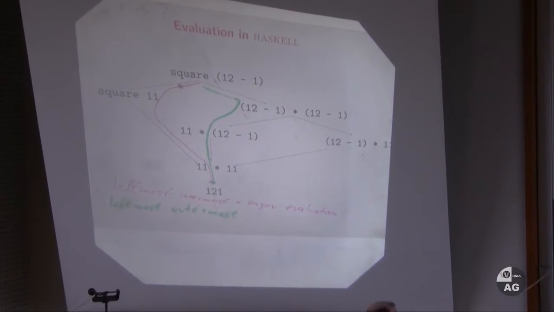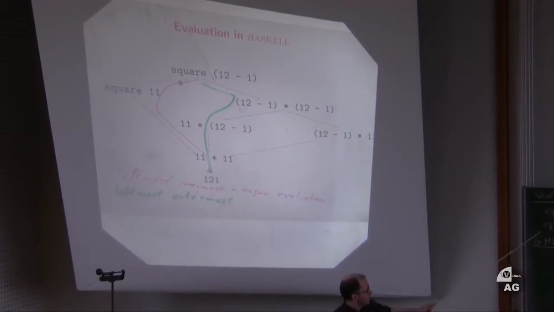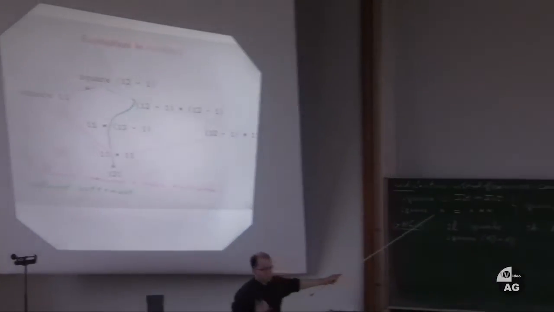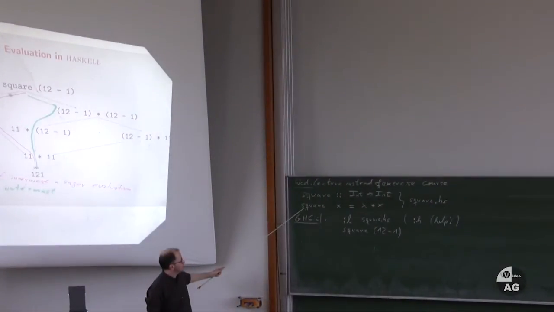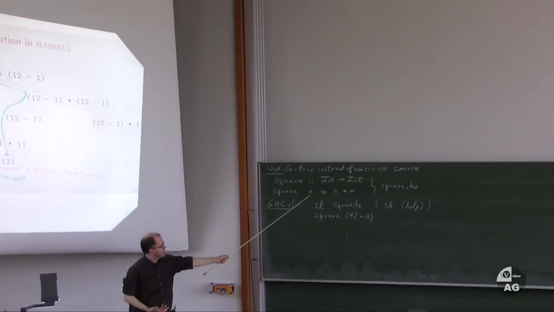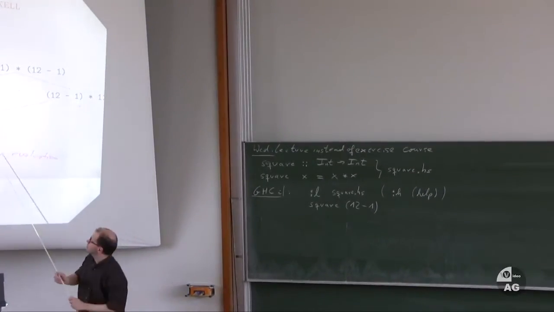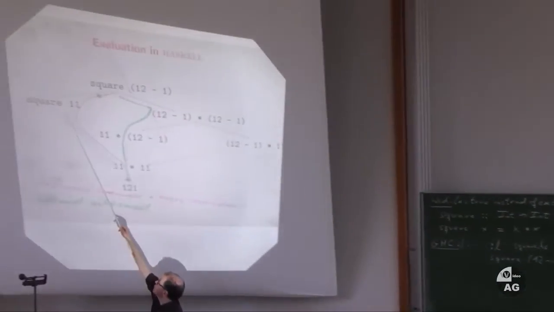And now, to evaluate square 11, Haskell looks at the defining equations, and it performs term rewriting. It looks for some sub-expression such that the left-hand side of this equation matches the sub-expression. And indeed, if we instantiate this variable x by 11, then we have square 11 here, and this matches exactly this expression.